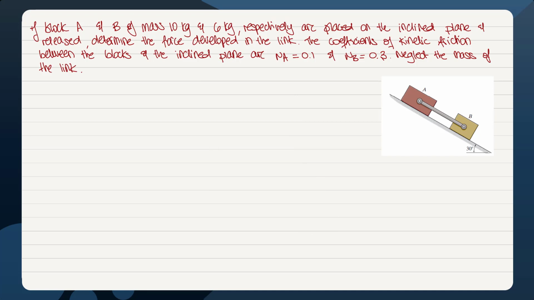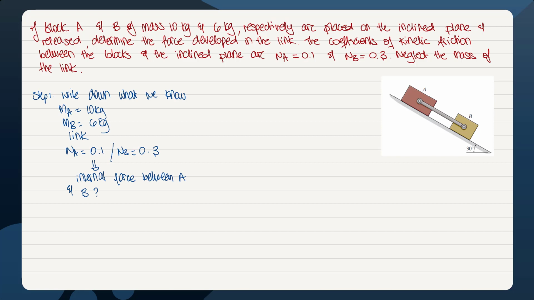So step 1, again, is to write down what we know. MA is equal to 10 kilograms, MB is equal to 6 kilograms. We know that we have A and B which are connected with the link. We are given mu A and mu B, which means that we're dealing with friction. And we are asked to find the internal force between A and B.